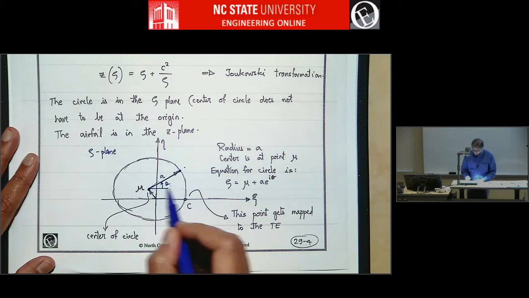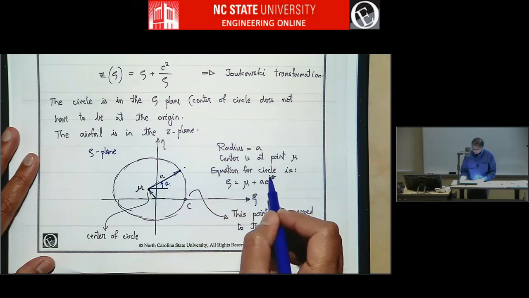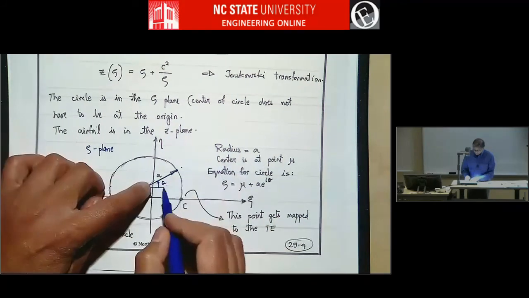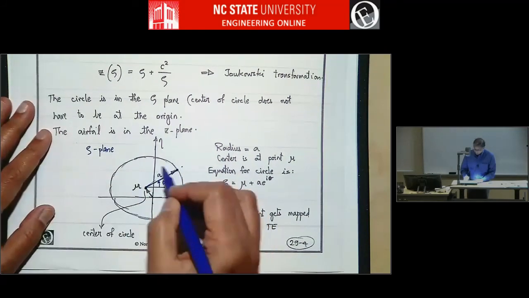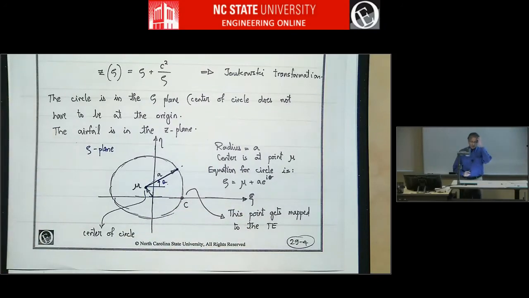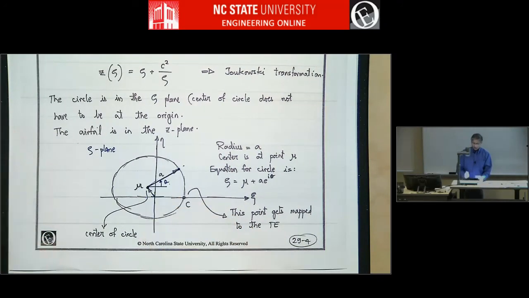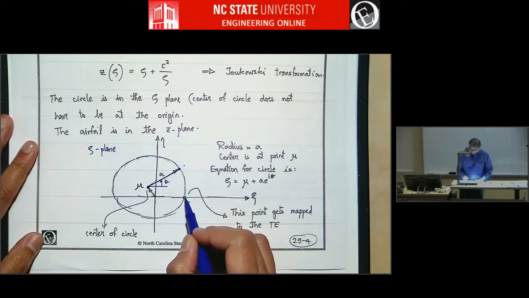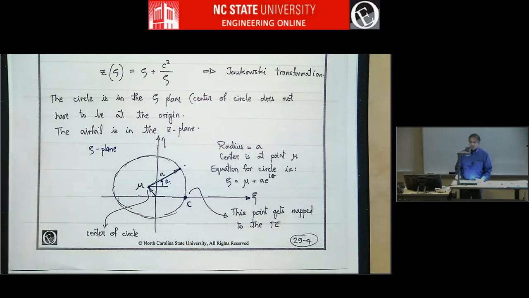So this vector is mu, that's the first part, plus a times e to the power i theta. For different values of theta, it's like you take this vector and spin it around about this point, right? But then when you add them up, you get a circle that's displaced from the origin. Now, where the circle intersects the horizontal axis, zeta, is this point we are going to call C, and that point is the one that will get mapped to the trailing edge.